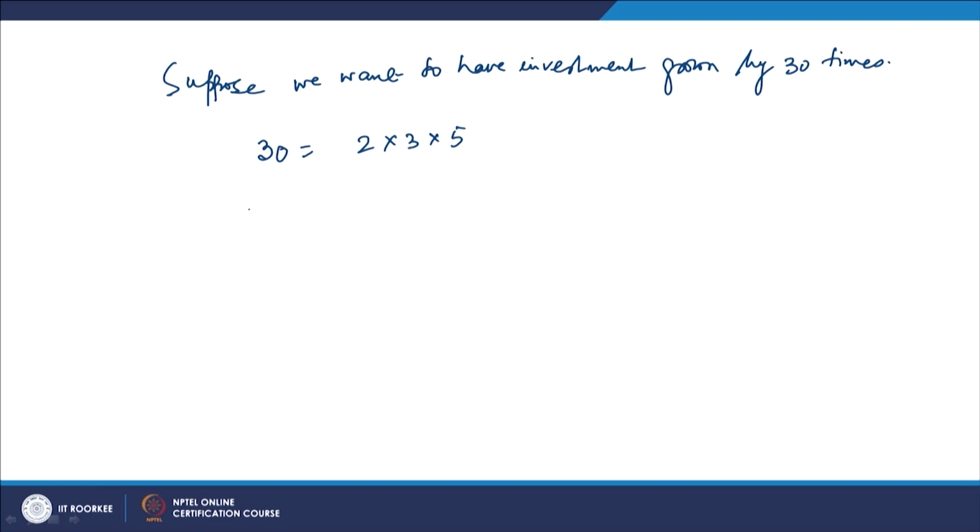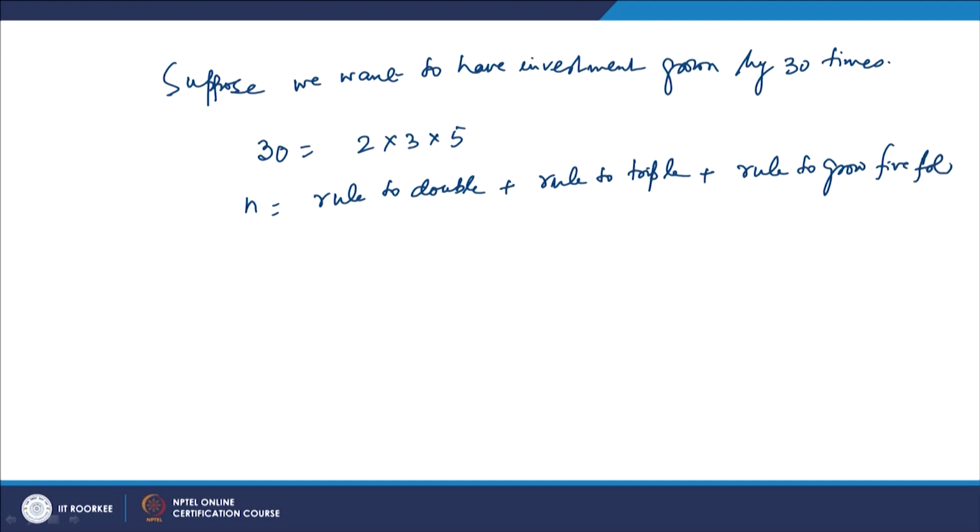Now, the rule is that n has to be the rule to double, then the rule to triple, and then the rule to grow 5-fold, and this divided by r. So, this is what the rule becomes. As we know, in the earlier case it was n is equal to 72 by r. Now, in this case you have the rule to double, the rule to triple, and the rule to grow 5-fold.